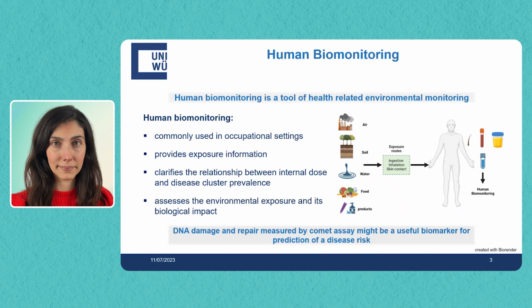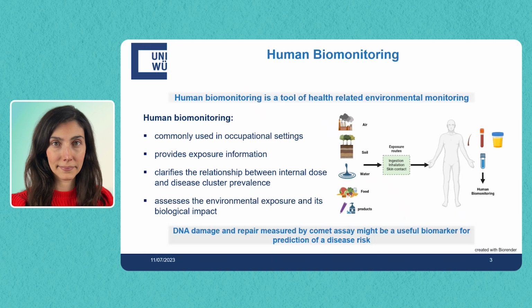We are exposed via various routes like ingestion, inhalation, or skin contact, and we can do risk assessment or monitor the effect of the substances and internal exposure by using biomonitoring. For this, we can use various samples like biological fluids, blood, urine, or even buccal cells, or hair, or nails even. Human biomonitoring is commonly used in occupational settings to measure the conditions of the workers.